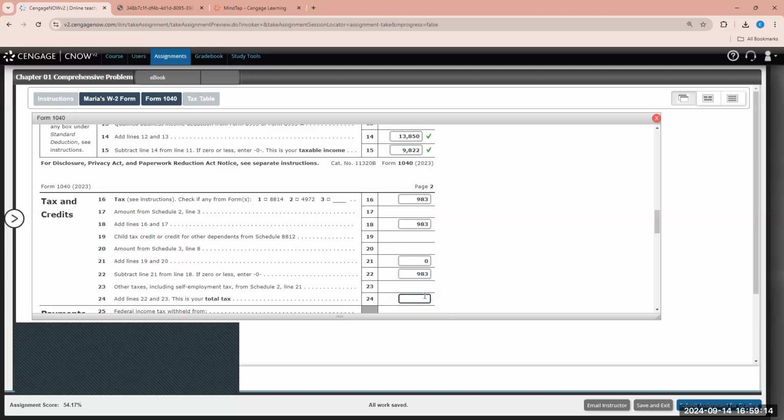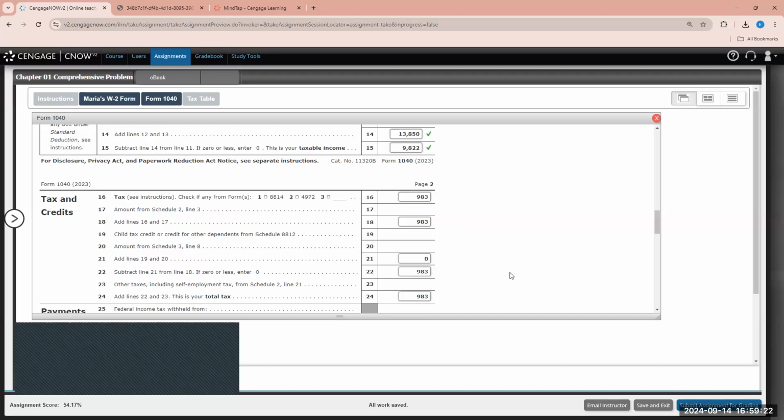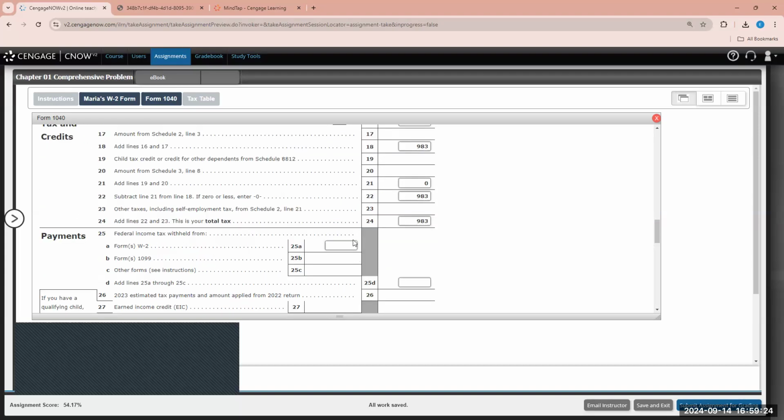And then line 24 is for any additional taxes, so self-employment taxes from Schedule 2. There is none. So therefore, Maria's total tax liability is $983. So again, that is why the federal income taxes as reported on Form 1040, box 2 is important.